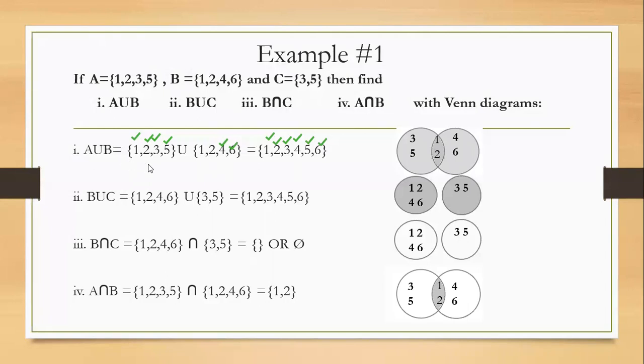It's much better for you to arrange the elements in ascending order. I have written 4 after 3, because we have to write in ascending order properly. In this way we can combine the elements of sets A and B. Now, this is the answer. Now we have to draw the Venn diagram. How can we draw the Venn diagram?